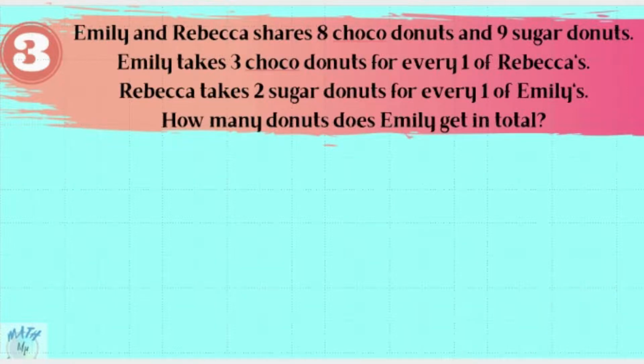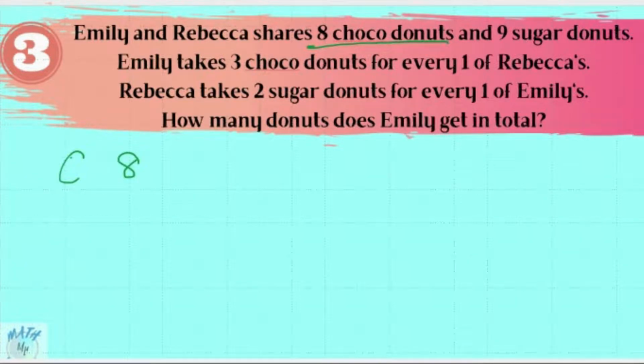Alright, we are going to use the same concept as we did in both the earlier levels, level 1 and level 2. Looks like there are 8 choco donuts. Let me assume this as C, so choco donuts is 8. Let me put Emily to be E and Rebecca to be R. Emily takes 3 choco donuts for every one of Rebecca's. So if there are 4 choco donuts in total, then 3 choco donuts will be taken by Emily and 1 will be taken by Rebecca.